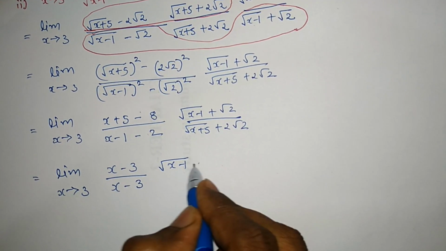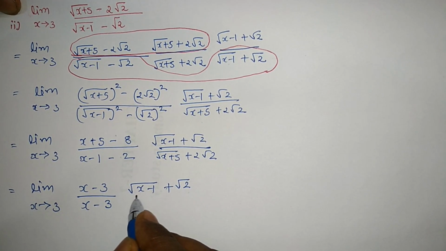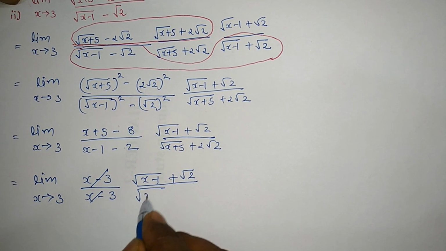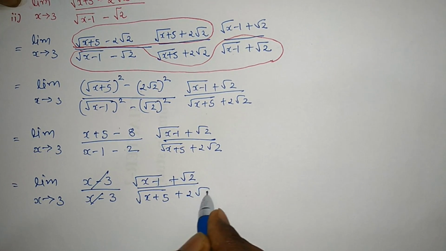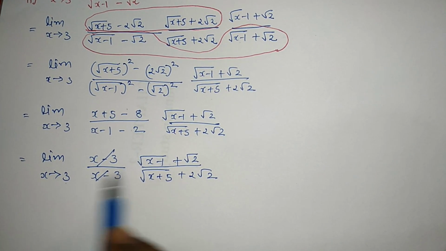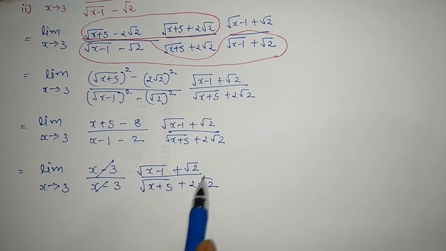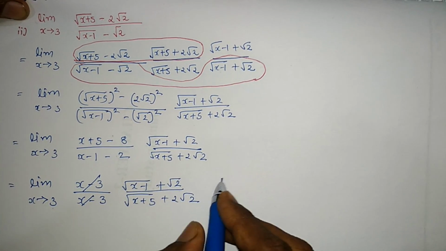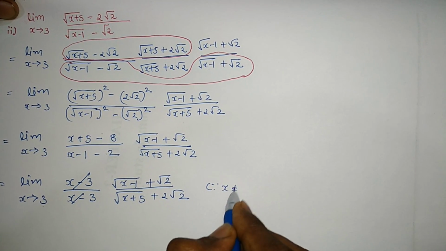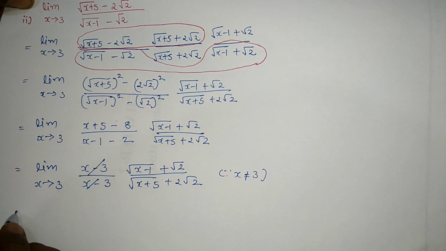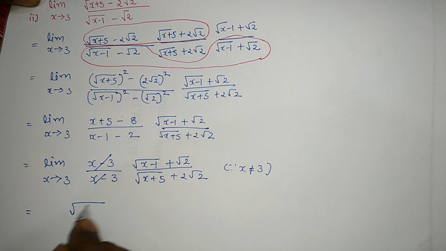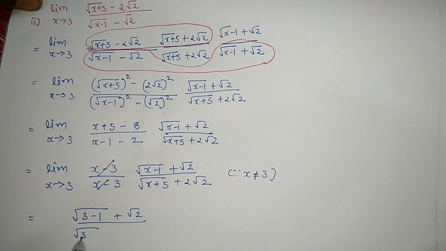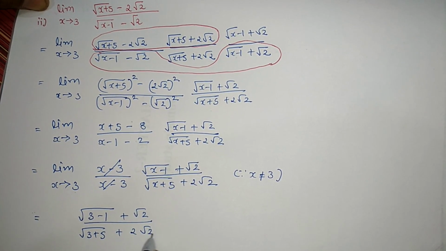Friends, always remember, whenever you are taking rationalizing factor, some term will get cancelled out. So here it is x minus 3, root x plus 5 plus 2 root 2. Now if you put limit in the numerator and denominator, you can see that I will not get 0 in numerator and denominator. So I can put the limit, that is x is not equals to 3 but x tends to 3. So now I am putting the limit, that is 3 minus 1 plus root 2 upon root 3 plus 5 plus 2 root 2.